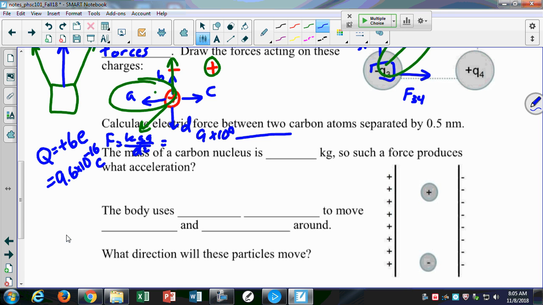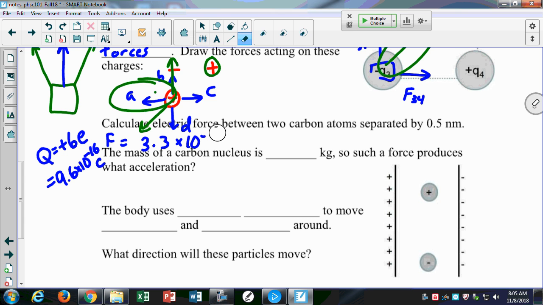I'm sorry, this is just going to confuse y'all. We'll skip this. I am going to give you the value for the force though. This is not important. If I calculate the value of the force, it's pretty small. The force between carbon atoms is like 3.3 times 10 to the minus 8 newtons. So I have a pretty small force between these carbon nuclei.